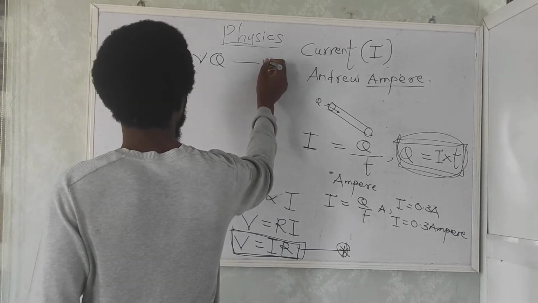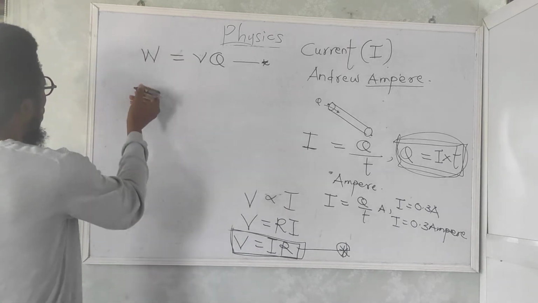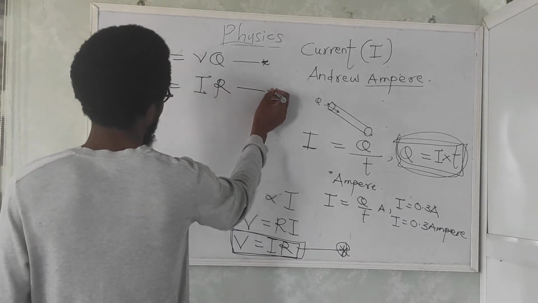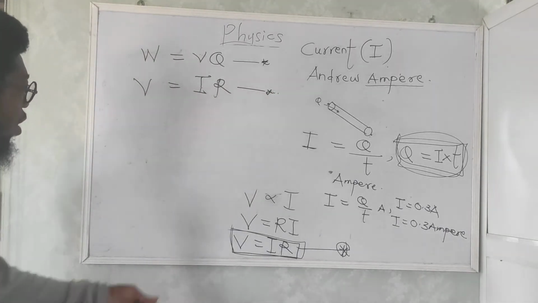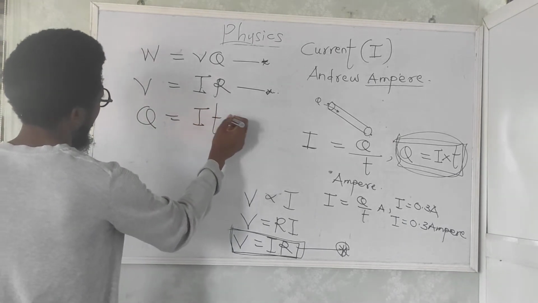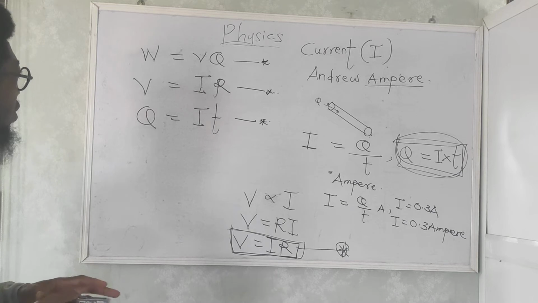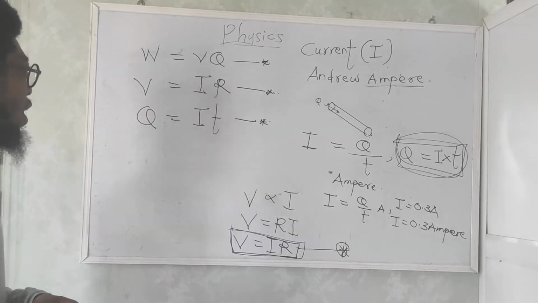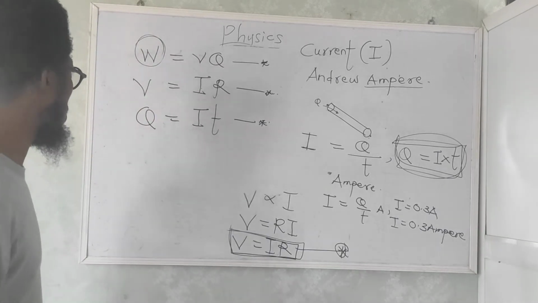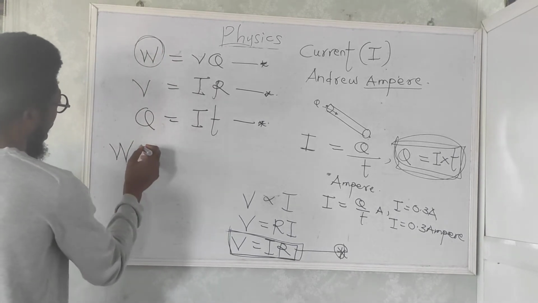So I label this to be equation 1. Then according to George Simon Ohm, that V equals to IR, I label this equation to be 2. Then according to Andre-Marie Ampere, that Q equals to IT, I label this equation to be 3. Looking at the 3 equations, we can now try to match them together. The most important parameter in physics is work or energy. So hence, I can now start with this equation and start substituting others in it.